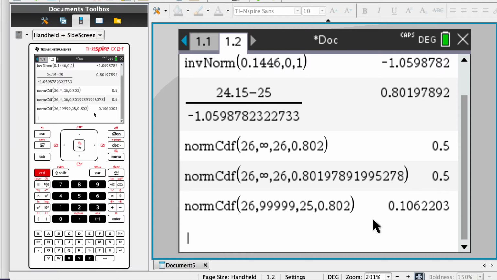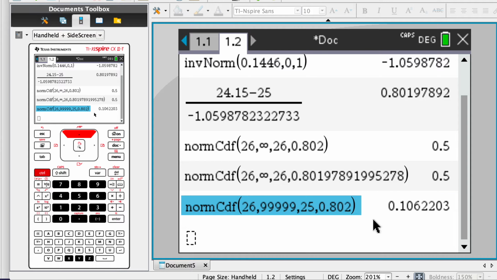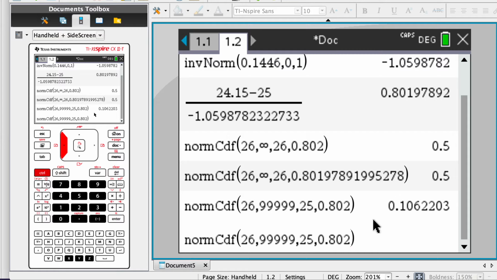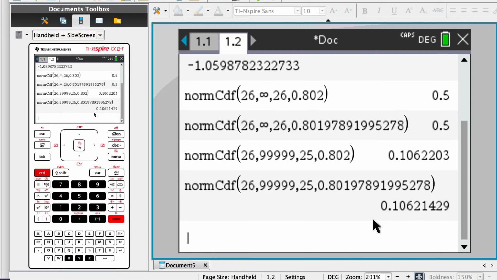To 3 significant figures, 0.106. If you want to be more precise, let's bring this down and copy this number just to make sure that it doesn't change anything. And it doesn't. All right, so 0.106. Okay, so the next question.